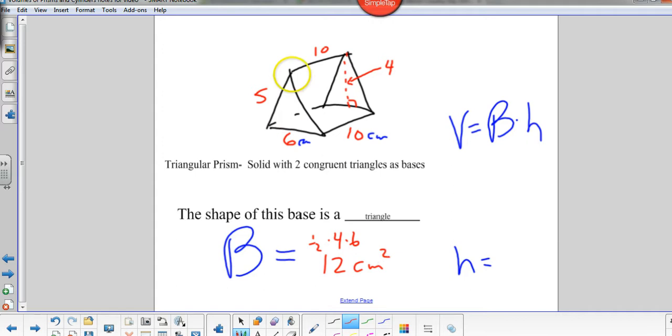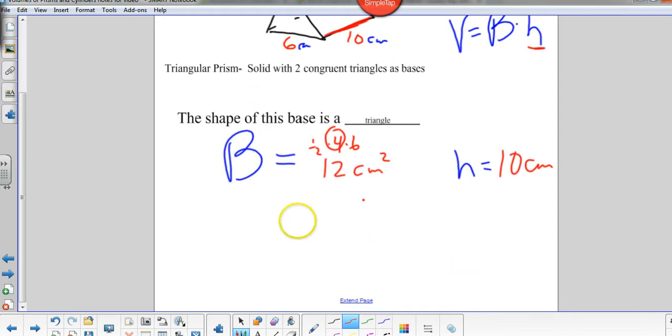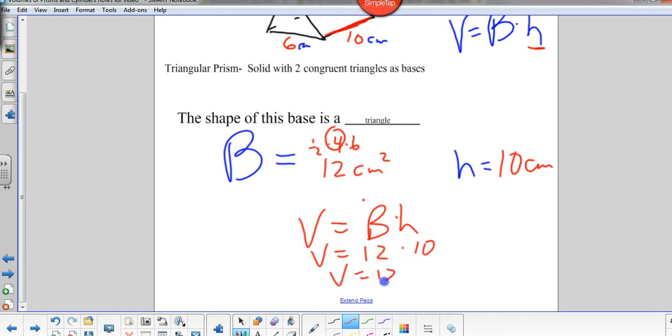The height is not 4 here. 4 is the height of the triangle, but the height here is the height of the prism, the distance between the bases. So it's going to be 10 centimeters. So the volume is going to be area of the base 12 times height 10, so the volume is going to be 120, and it's units to the third power, in this case centimeters to the third, or cubic centimeters. So determine the shape of the base.